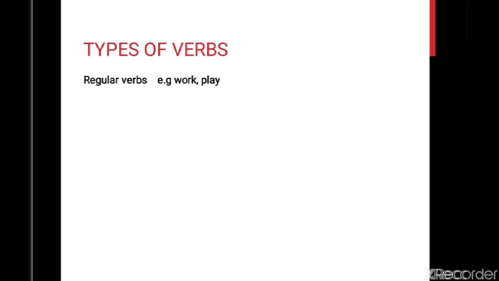Now let us take another example. If we take eat as an example, the past form of eat is A-T-E, ate, and the V3 form or past participle form is eaten. So V2 and V3 forms are different from each other, and that is why such verbs are called irregular verbs. Now take a second example, sing. What is the V2 form of sing? Sang. And what is the V3 form of sing? Sung. So both are different, and such verbs are called irregular verbs.